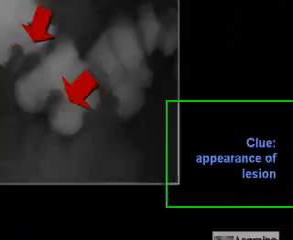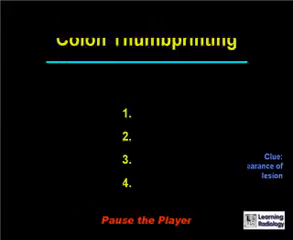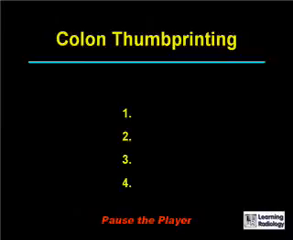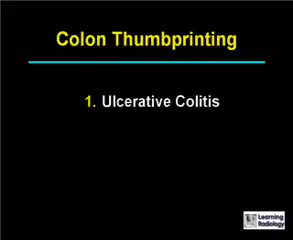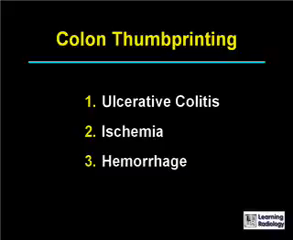This is the next differential diagnosis. The differential is for thumbprinting in the colon. There are 4 causes listed. The causes for thumbprinting in the colon include ulcerative colitis, ischemic disease, hemorrhage, and lymphoma.